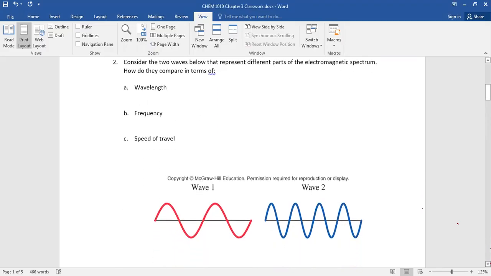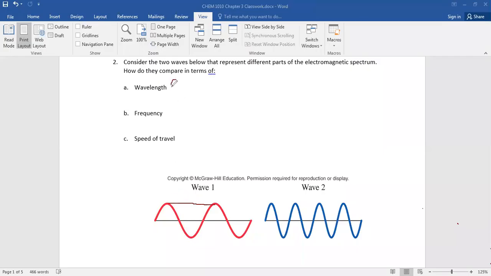Question 2 deals with the concepts of properties of a wave, those properties being wavelength, frequency, and speed of travel. So the wavelength is basically the distance between one peak and another peak.